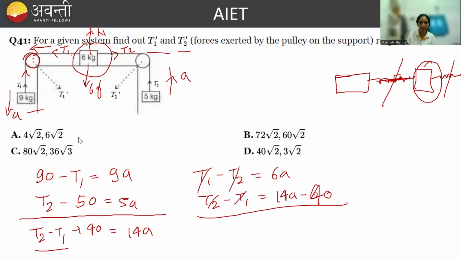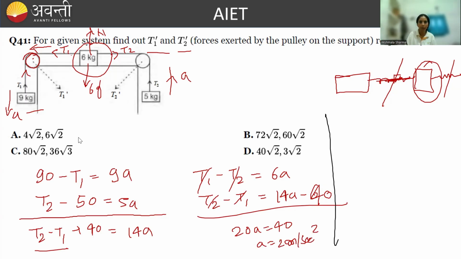And what will be the acceleration here? We are adding it, right? So 14A plus 6A will become 20A is equal to 40. So acceleration is 2 meter per second square. So now, can we calculate T1 and T2? So easily we can do.